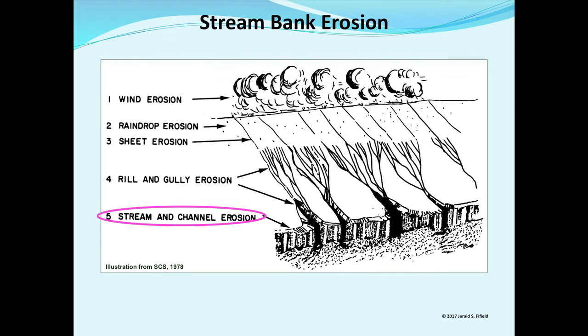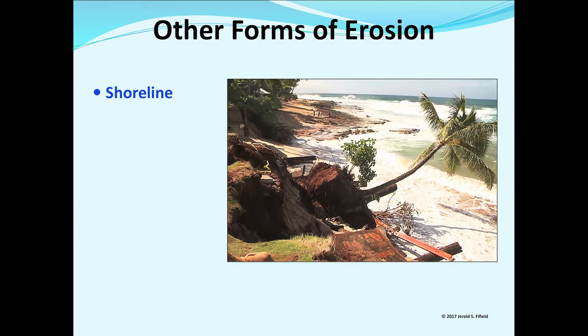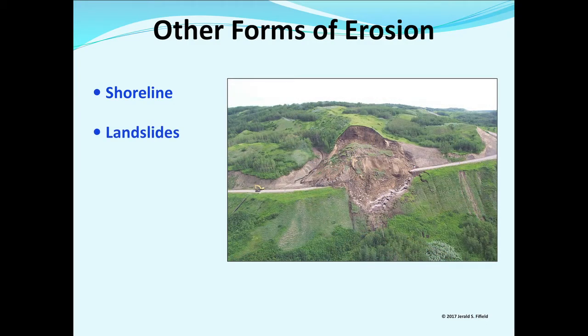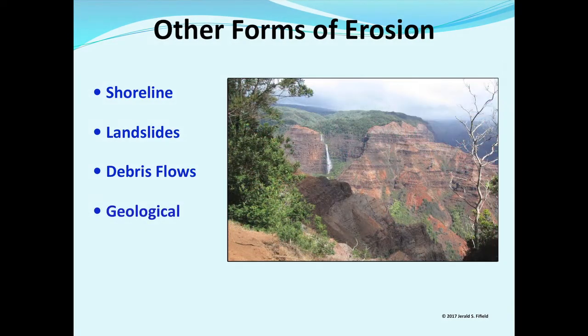Stream and channel erosion. You saw the talk today. That was the Big Thompson flood. This was the result of it. How would you like to own that car? Try to back out on that one. Then there's shoreline erosion, landslides, debris flows, and geologic erosion over in Kauai. All these are a result of erosion.